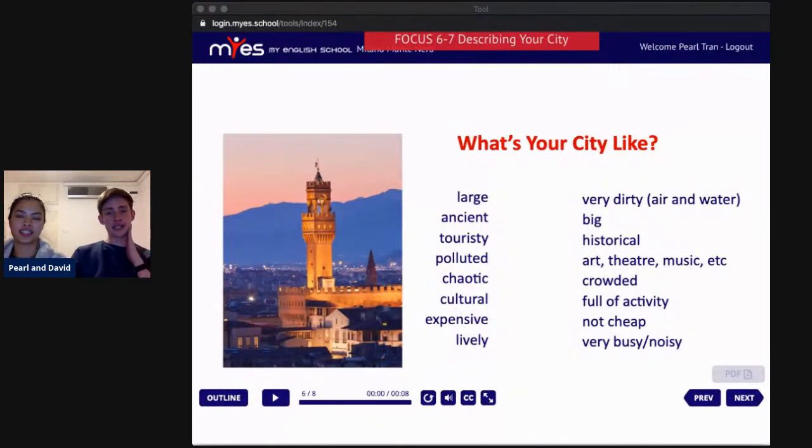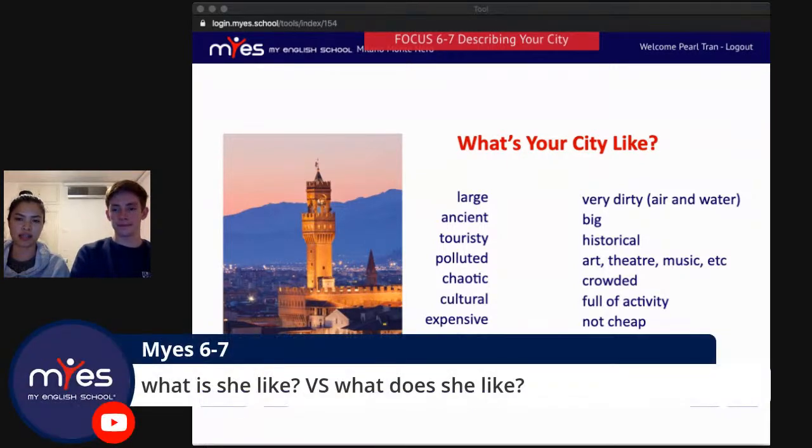So, what is your city like? That's a question structure we should look at. Alessandra, we reviewed this a few days ago. What is the difference between, for example, what is she like and what does she like? What is the difference between these two sentences?